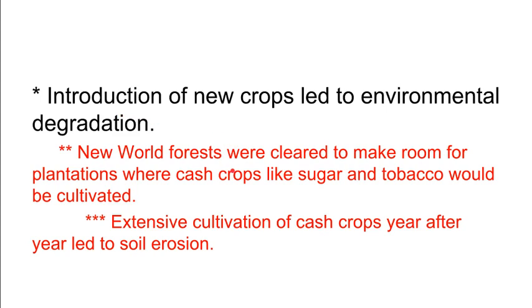Now, all these new crops and animals coming into the New World is going to lead to environmental degradation, right? Damaging of the environment. The main thing that would happen is that the Europeans would completely clear out native forests in order to make room for plantations. Also, the Europeans would use the same land for cash crops and grow the same crop, like sugar, every year over and over and over and over.